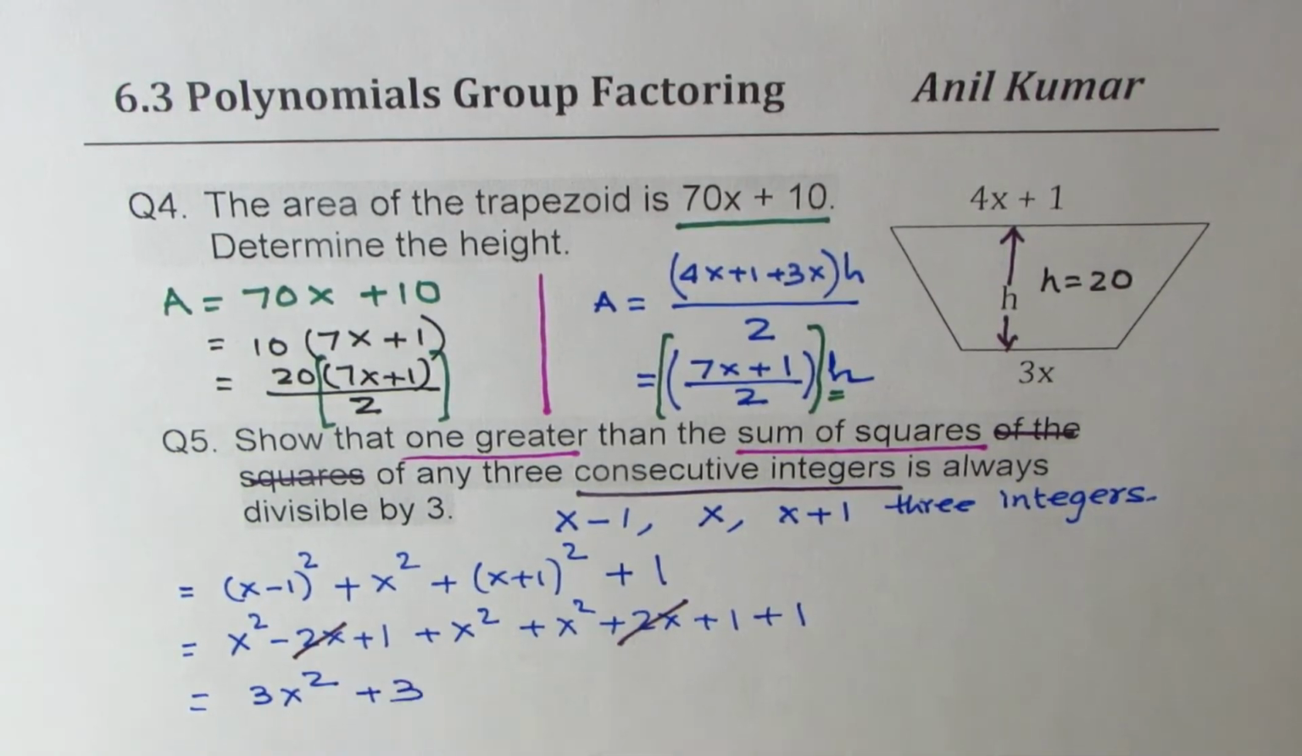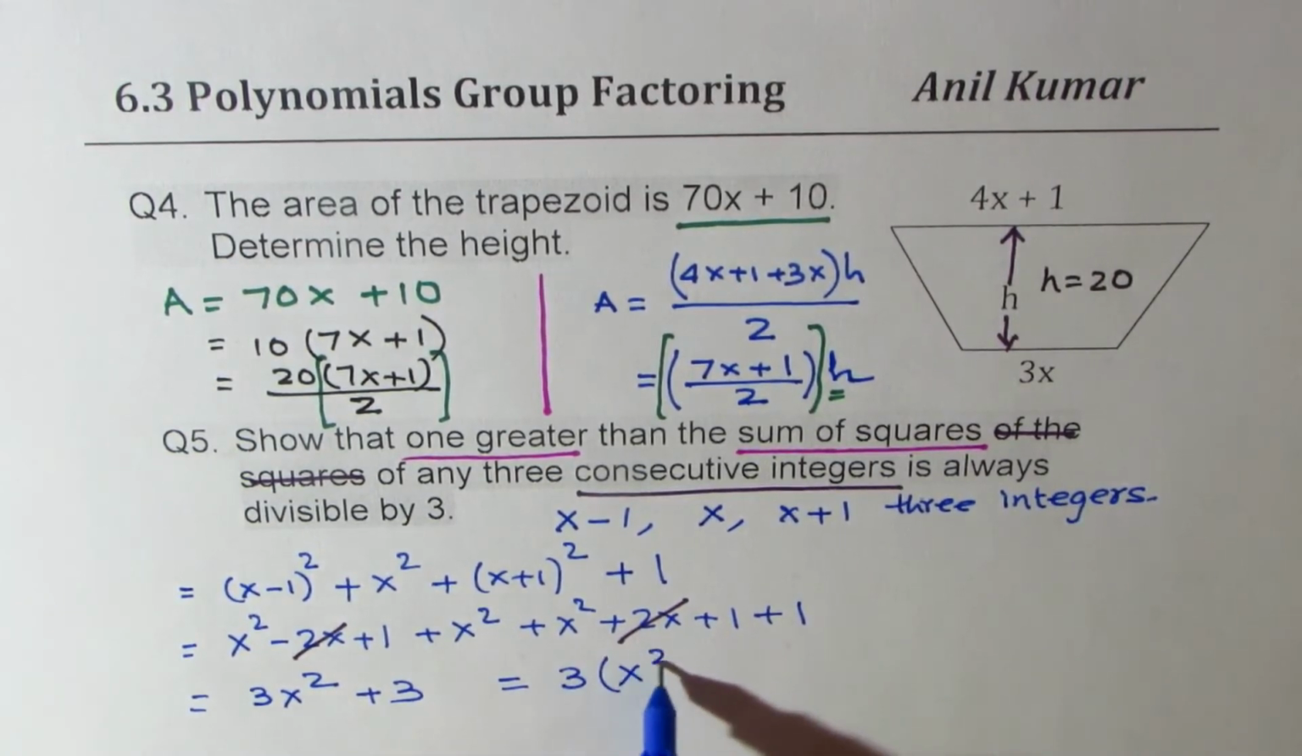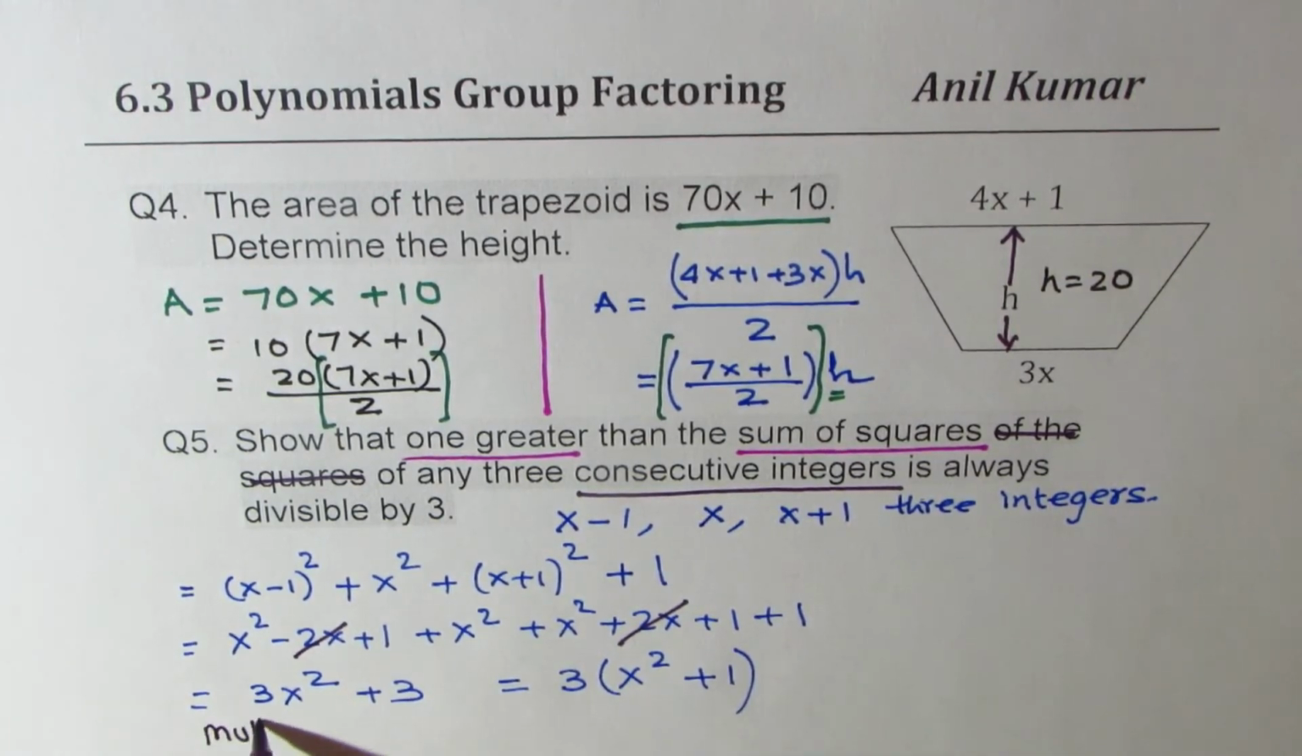Plus 3. Now in this case, I could factor out 3. If I factor 3, I get 3 times (x squared plus 1). Now we know it is a multiple of 3, right? So what you get here is that it is a multiple of 3.